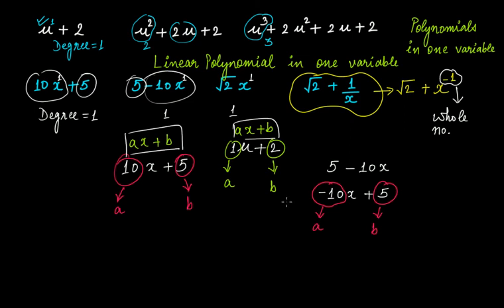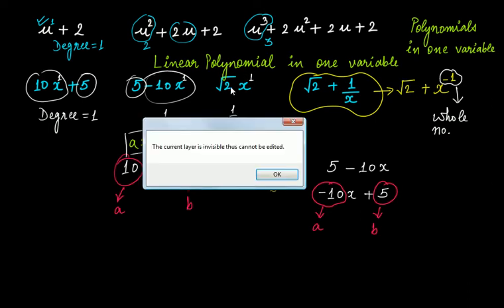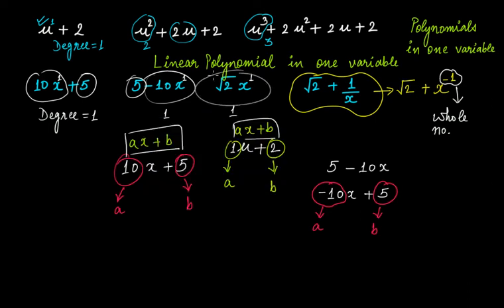Okay, now if you look at this one, that is square root of x. So in the case of square root of x, this is actually square root of x plus 0. Therefore your square root of 2 is a, 0 is b, right? Again, ax plus b form, right?